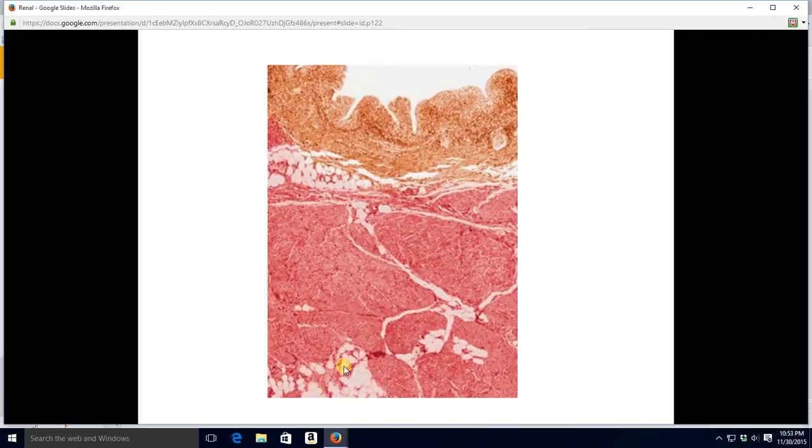Here's a slide of the urinary bladder. Check out the mucosal folds here, which can unfold. This is transitional epithelium. Kind of hard to tell at this magnification though. And down here we have the smooth muscle muscularis, better known as the detrusor muscle.